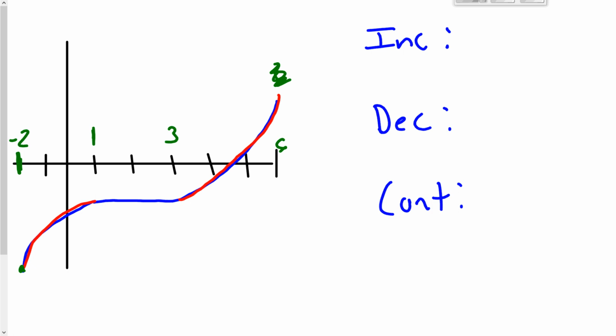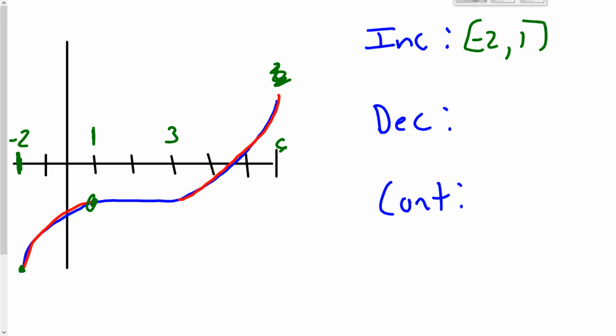So increasing, I start at -2. It does include it, right? There's no open circles anywhere. So they're all straight. It's continuous. Okay, there's no open circles or holes or anything like that. So -2 to 1.